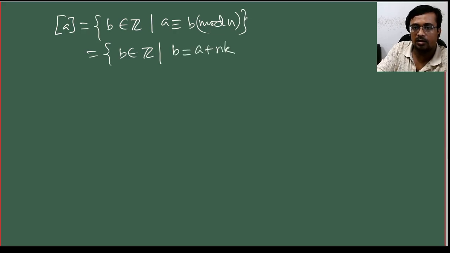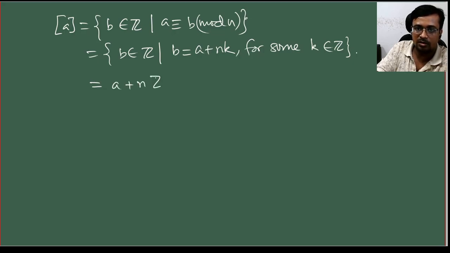So once we have an equivalence relation, Z can be written as a union of these equivalence classes. Now an equivalence class of a is of this form: b belongs to Z so that a is congruent to b mod n. So that means that b is equal to a plus nk for some k in Z, right? So this set can be written as a plus nZ.